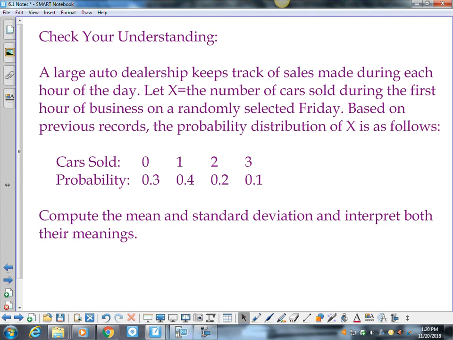The number of cars sold during the first hour of the selected Fridays will typically differ from the mean by 0.943 cars. The number of cars sold during the first hour of the selected Fridays will typically differ from the mean, that's what a standard deviation is, by 0.943 cars.